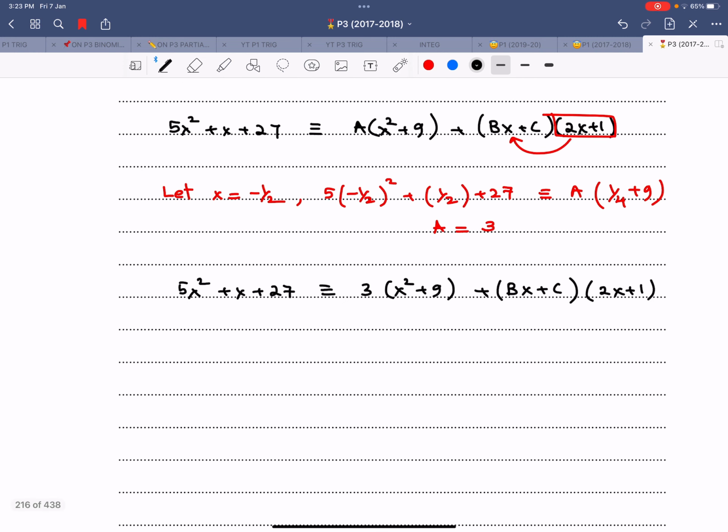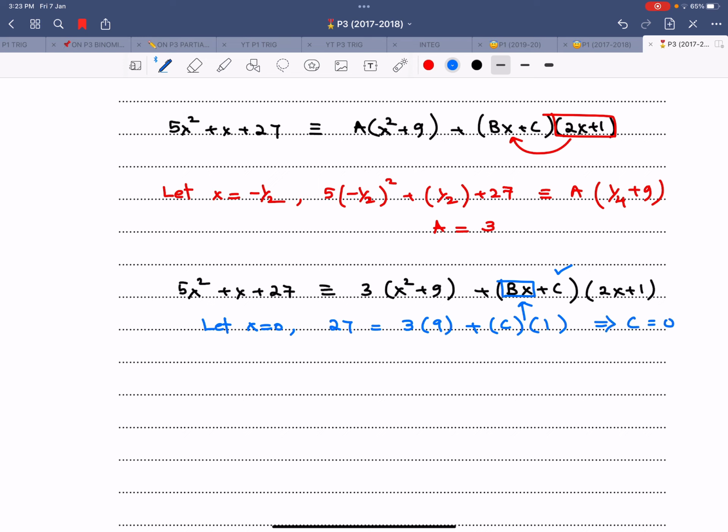What is the second objective? The second objective is get rid of b and find c. What value will make b disappear? Let x is equals to 0. 27 is equals to 3 times 9. And this is c multiplied with 1. And you do the calculation. So therefore, c comes out to be 0.